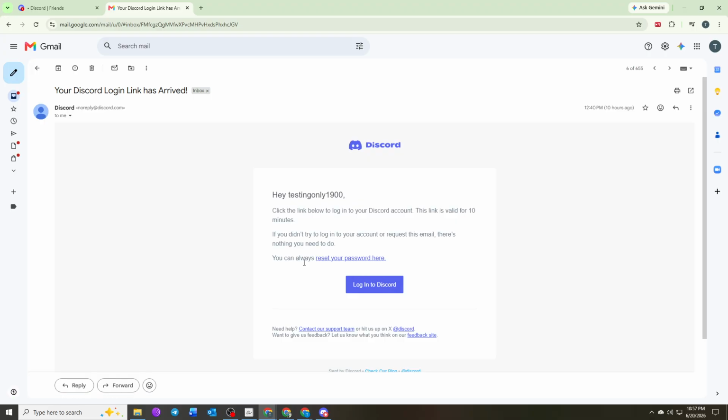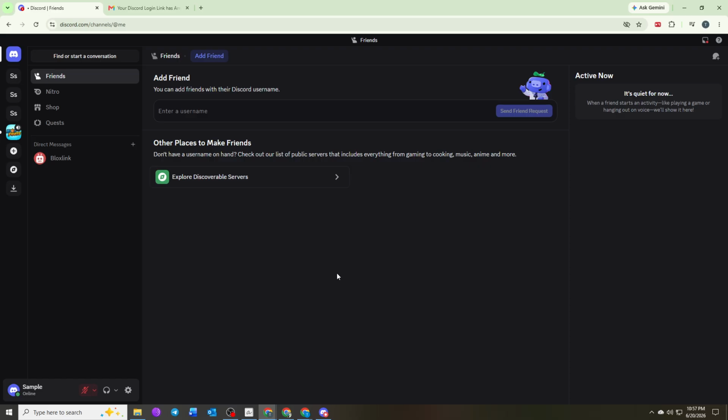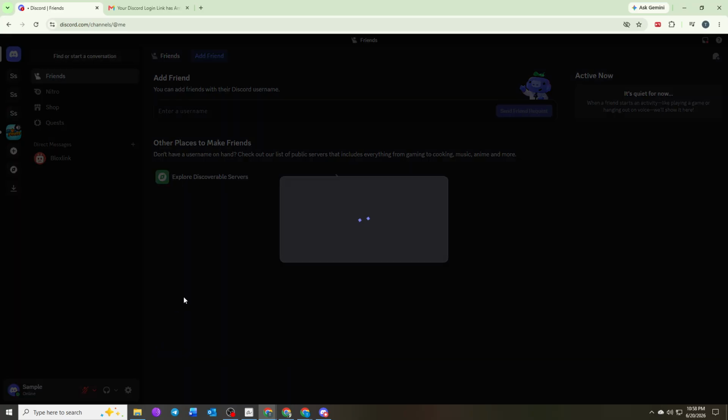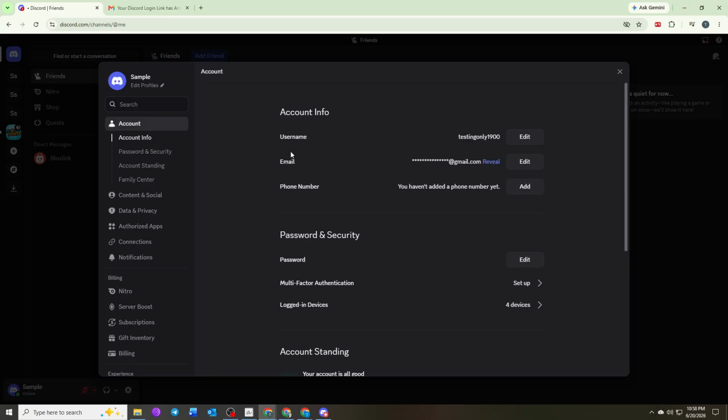If you've been using any third-party tools, modified clients, automation software, or scripts with Discord, stop using them immediately. These tools are among the most common reasons accounts become restricted or disabled. Discontinuing their use is important before attempting to recover your account.